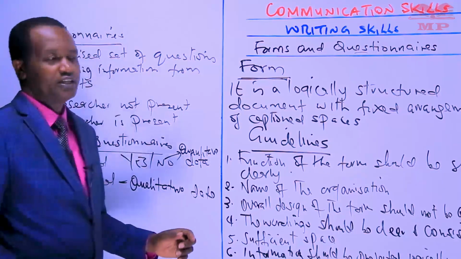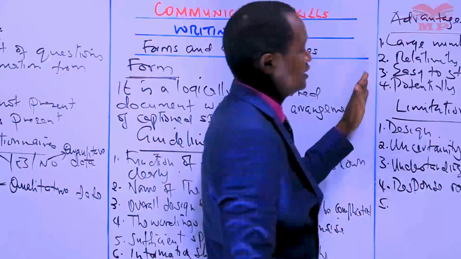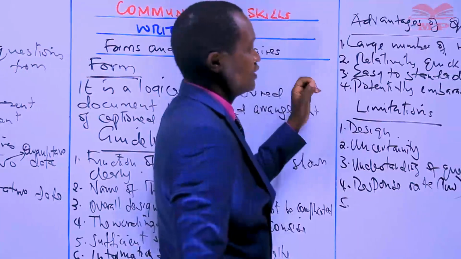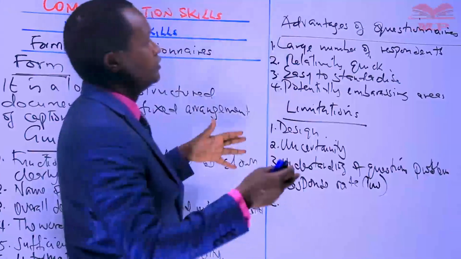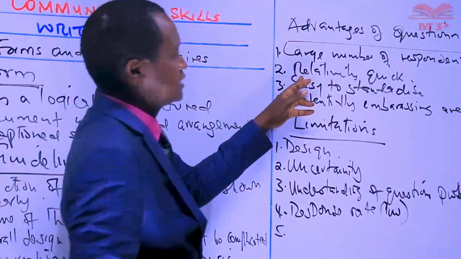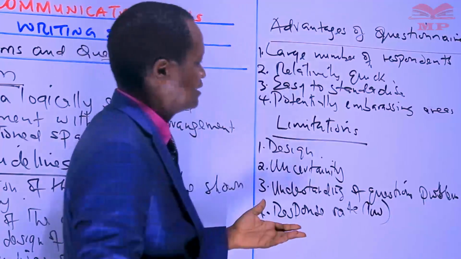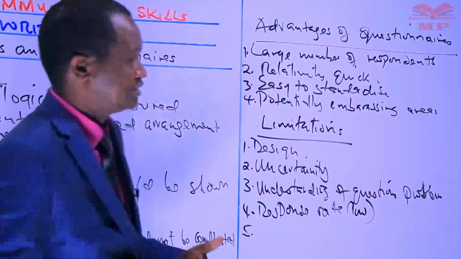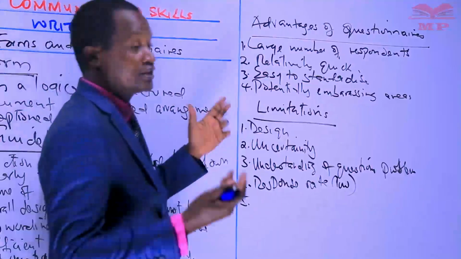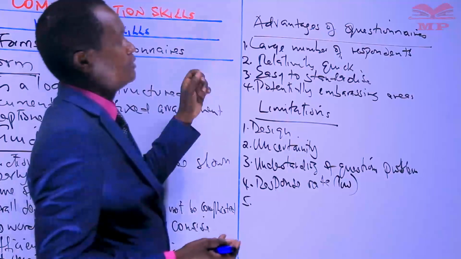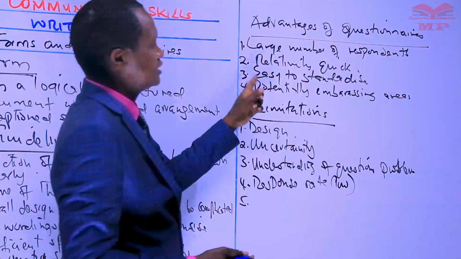In this lesson, candidates, we've also studied the advantages of questionnaires. We've said that questionnaires can provide data from a large number of respondents. Questionnaires are relatively quick. Questionnaires are easy to standardize. The questions can be standardized. One question can be sent to all the respondents so that the researcher can know that the questions were answered by all the respondents.